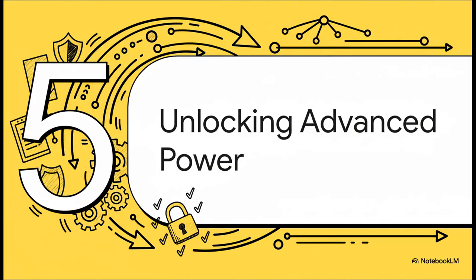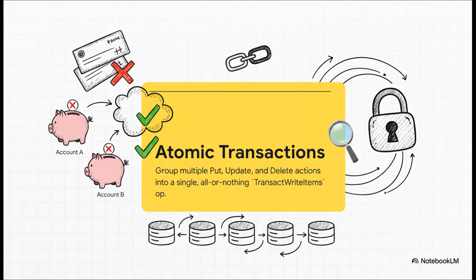Okay, so beyond the fundamentals of speed and scale, DynamoDB also gives you some really advanced tools for building those sophisticated, mission-critical apps that need absolute data integrity. A perfect example of this is atomic transactions. Think about a simple bank transfer. You need to take money out of one account and put it into another. Both of those actions have to succeed, or they both have to fail together. You can't have one without the other. Well, a transaction wraps all those steps into a single, all-or-nothing operation, guaranteeing your data stays consistent always.